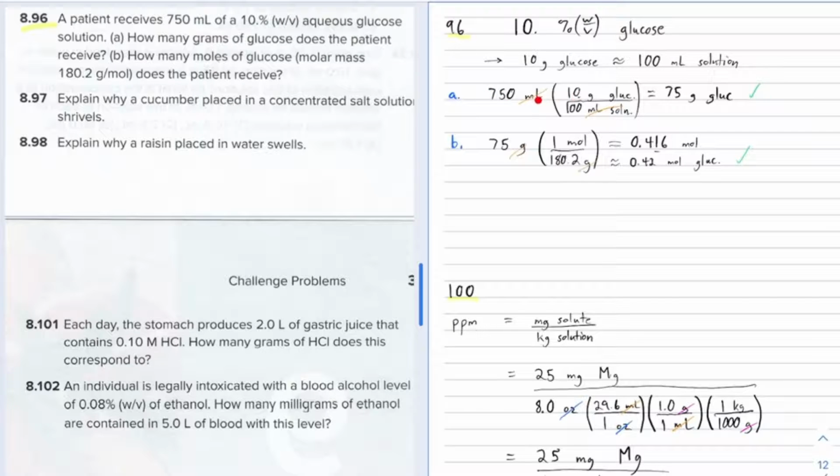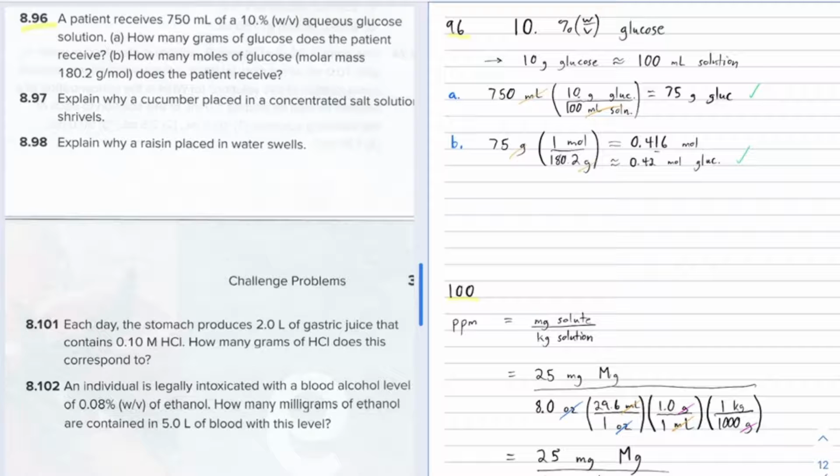So take your 750 milliliters, and then use this relation to get from milliliters to grams. Build the conversion factor, the milliliters cancel, you're left with grams, and the calculation's pretty simple. It comes out to 75 grams of glucose. Quite a lot of glucose.